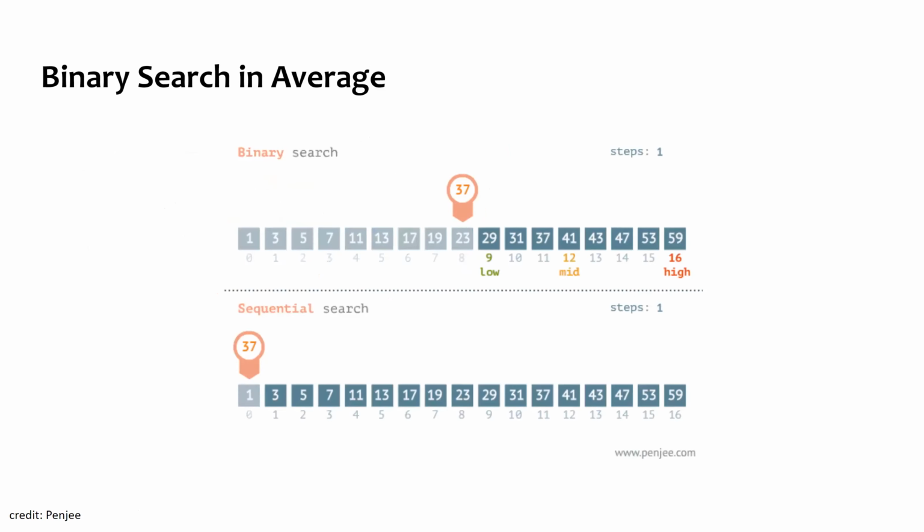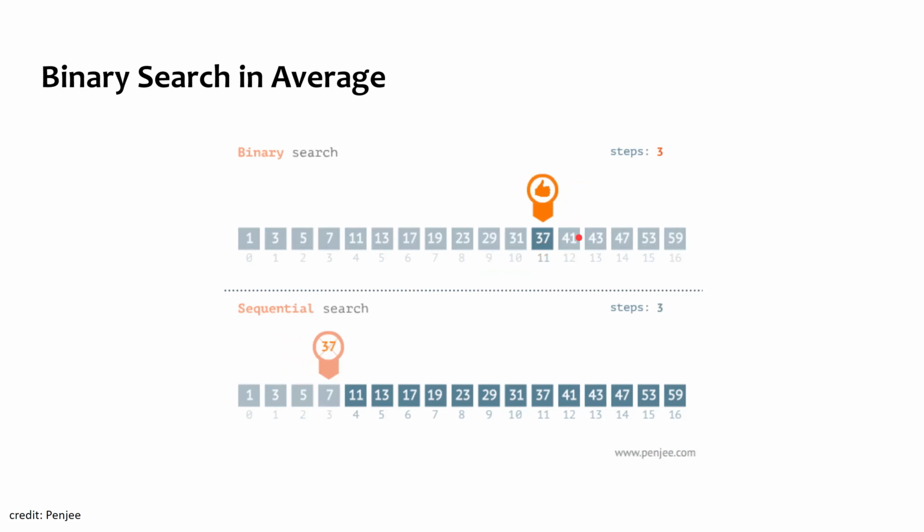So let's have a look at what this really looks like. In the case of sequential search, we want to look for 37. We start from the beginning, and until we find the item of interest, we check each item. However, in the case of binary search, we first go to the middle item, and because the middle one, 23, is smaller than 37, we are going to go to the right half. So we just remove this part, and we only care about the right half. And the next middle point is going to be 41. And because 41 is larger than 37, we are going to go to the left half. So from the 9th to 16th elements, the left half is going to be the 9th to 11th elements.